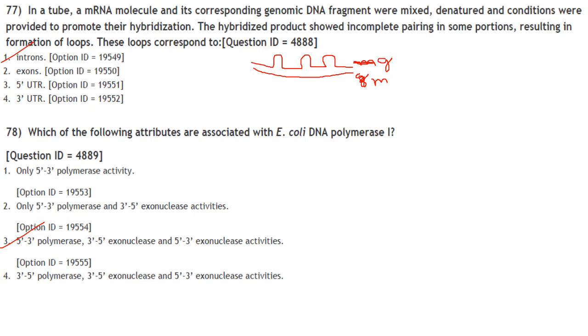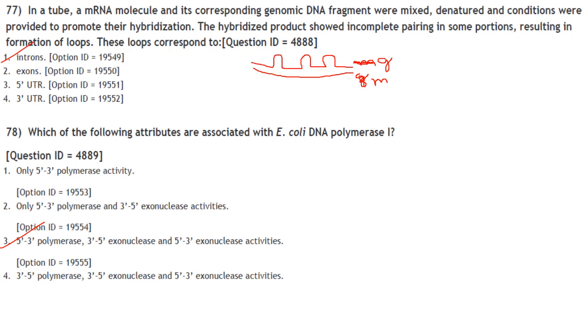The hybridized product showed incomplete pairing in some portions, resulting in the formation of loops. These loops are termed as... So there was no complete hybridization. There was formation of loops when mRNA was hybridized to DNA. Now these loops, this is the genomic DNA. Sorry, this is genomic DNA. Okay, this genomic DNA was the one which formed loops, whereas mRNA didn't form loops. Now what do these loops represent? So they represent introns.